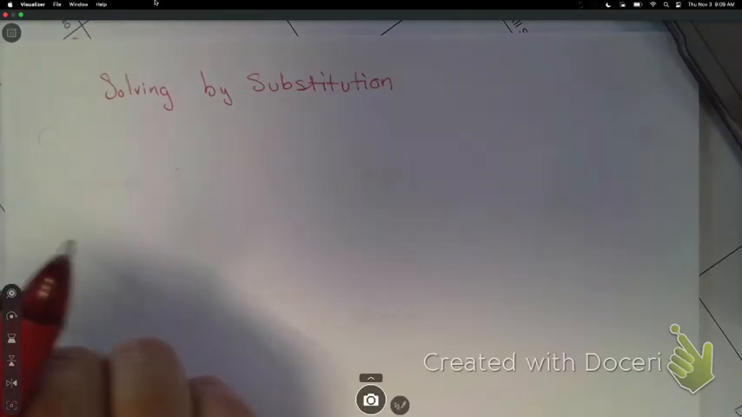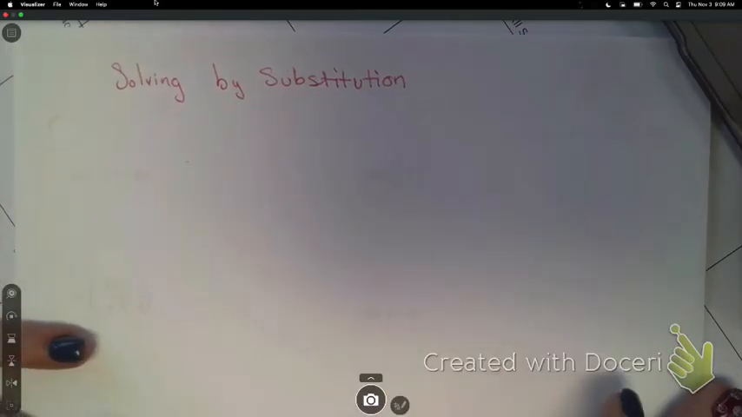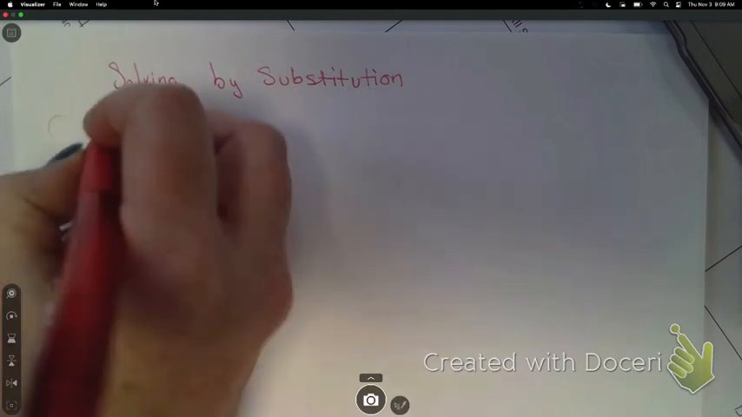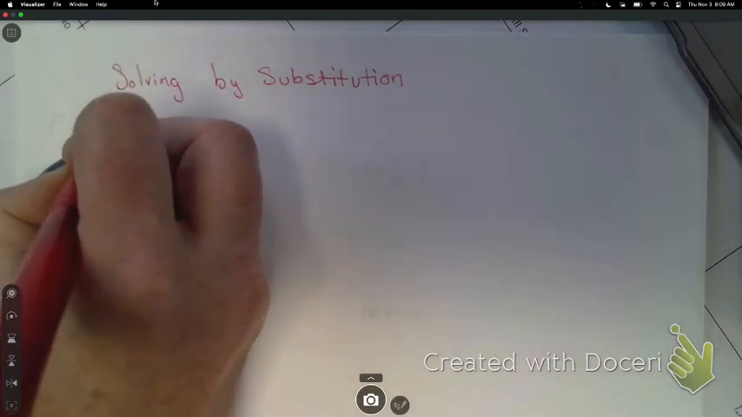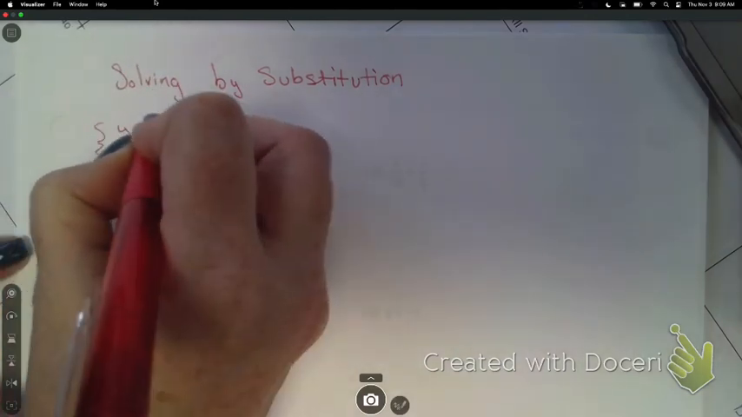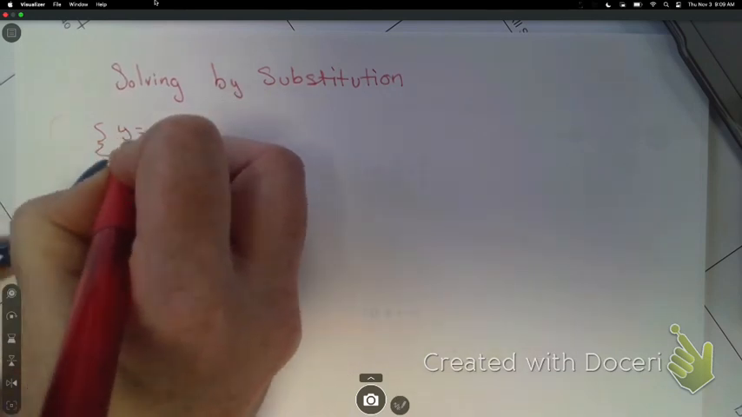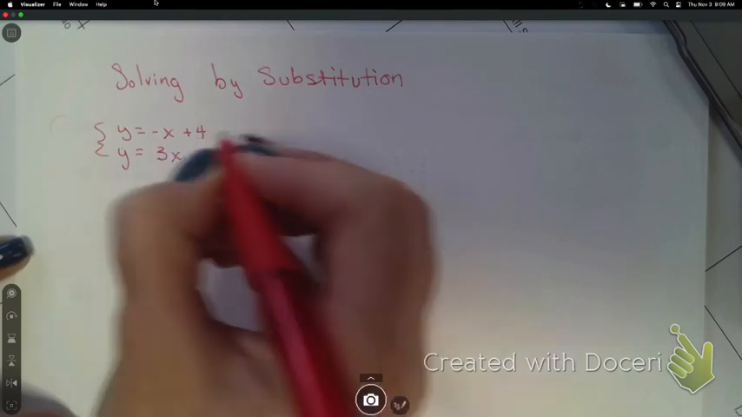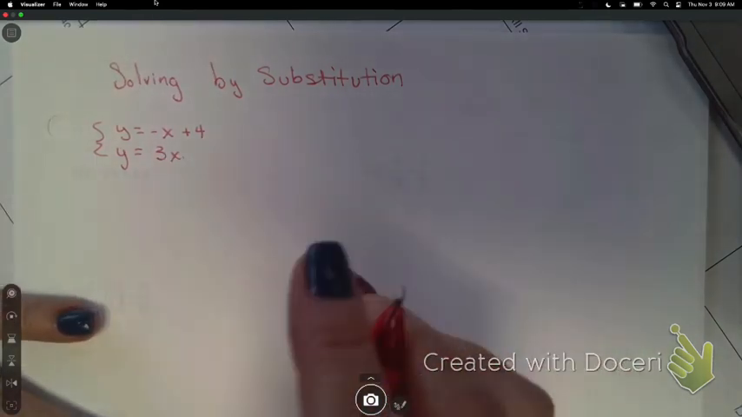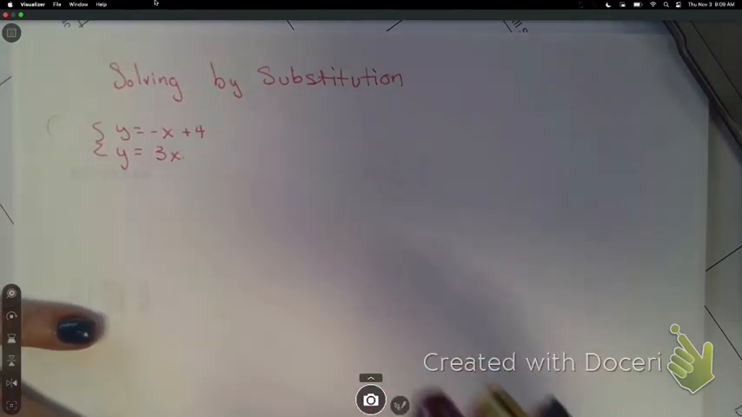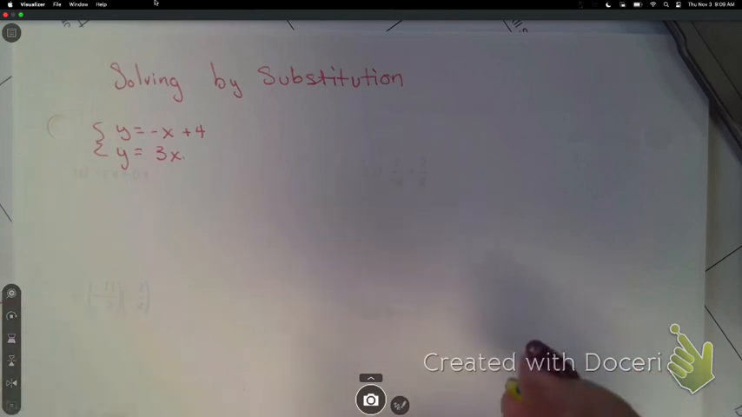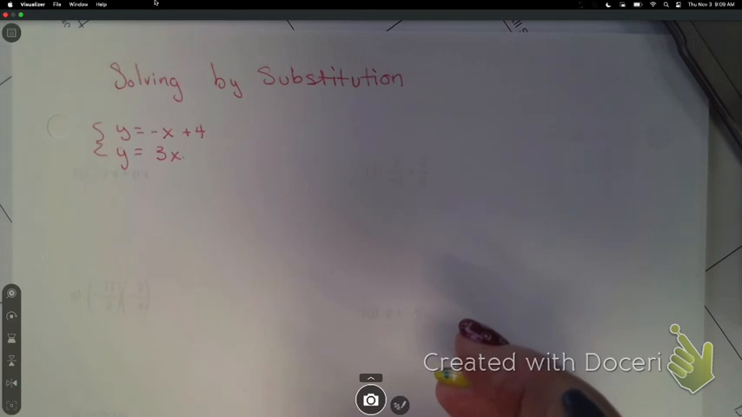Okay, so solving by substitution. Again, we're looking for the x and the y. We're going to start off with y equals negative x plus 4 and y equals 3x. When you do substitution, you're solving one equation for one variable to plug it into the other, right? But in this case, both are already solved for y.